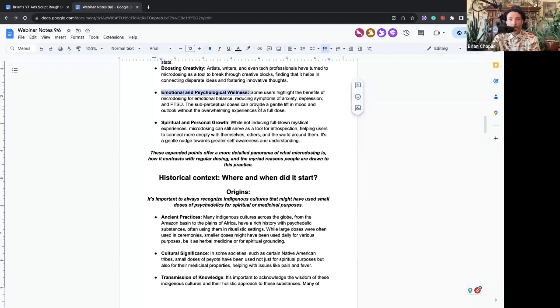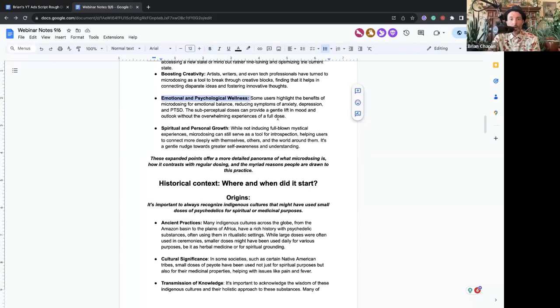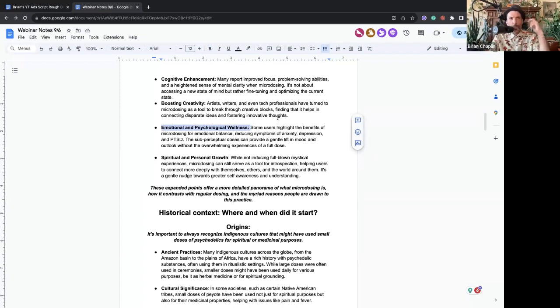Emotional and psychological wellness. Okay, some users highlight the benefits of microdosing for emotional balance. And remember the analogy throughout this whole presentation: gently scraping away, right? Scraping away, excavating, I call it. Let's get in there, okay? So crying more often when microdosing, normal purge. Okay, this is a super common question and point of feedback when people start microdosing. That's normal, okay? I say, when you cry, don't ask why, just cry.